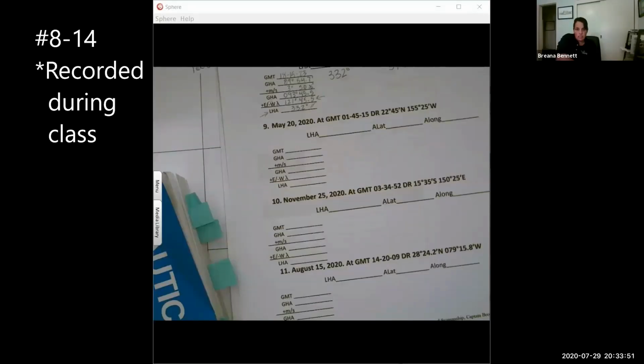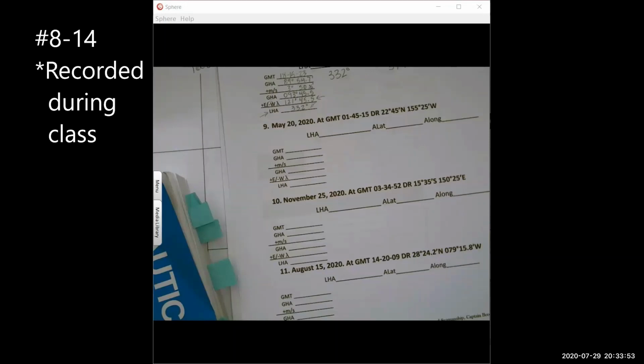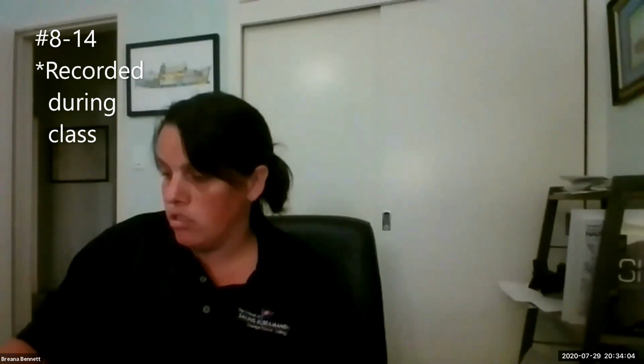I've got how you got the assumed latitude. The assumed longitude is, what? Or is that just LHA? The assumed longitude was what we created. We created an assumed longitude to get our LHA.